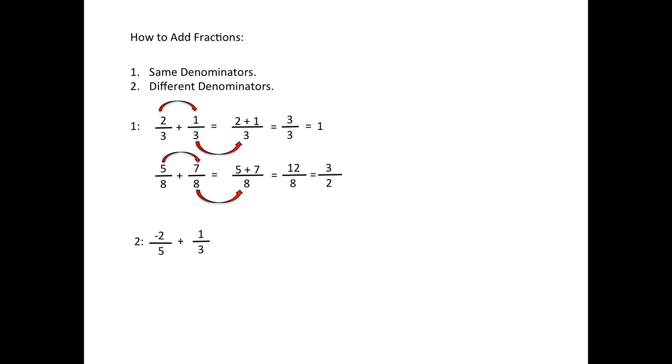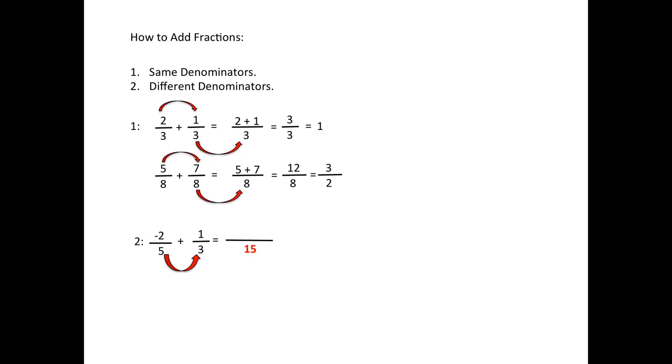In this case, for example, negative 2 divided by 5 plus 1 over 3. I'm going to use the method named the butterfly method. What is this method? You multiply the denominators, 5 times 3, and this will be the denominator in the answer. In this case, 15. And now you do cross multiplication, beginning from the left side at the top, going down.